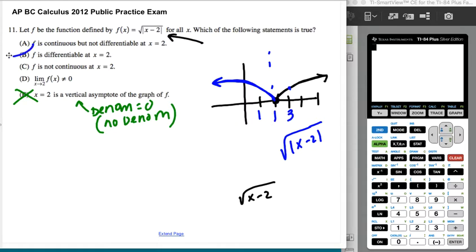Once you see that, you can pretty much pick that it's A, because it is continuous, right? I don't have to lift my pen, but that pointy thing is going to make it not differentiable. If you can see the graph, it's much easier. If you can't see it, you really don't have a lot of great options.